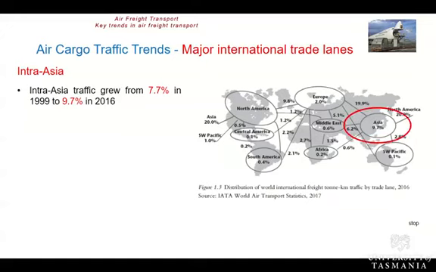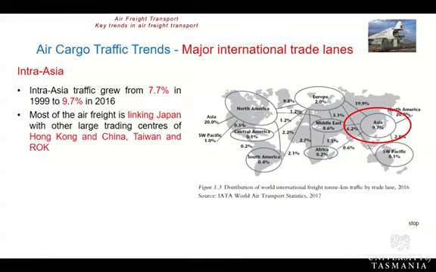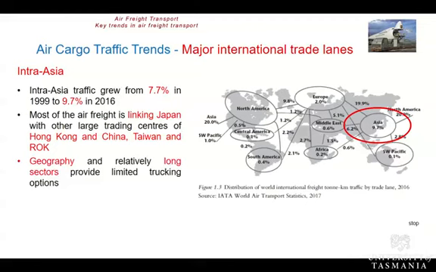Intra-Asia is an interesting one. That's a region that's growing. That's grown from 7.7% in 1999 to 9.7% in 2016. And most of this is by virtue of the fact of the major trading centres who are interacting with Japan. So Hong Kong, China, Taiwan and the Republic of Korea.